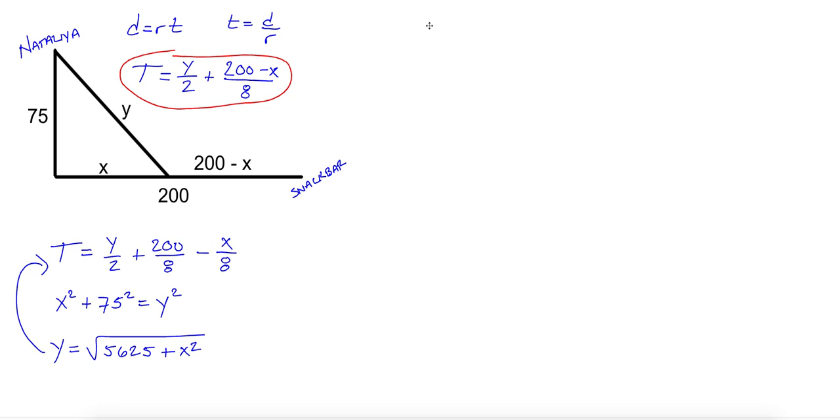So now we have t is equal to the square root of 5625 plus x squared, all of that over 2, plus 200 over 8 minus x over 8. All right, this is the function that we're going to have to find the derivative of. We want to minimize that. So if we go to find t prime, we can imagine it being raised to the 1/2 power, and then we're going to have to use chain rule for what's inside.